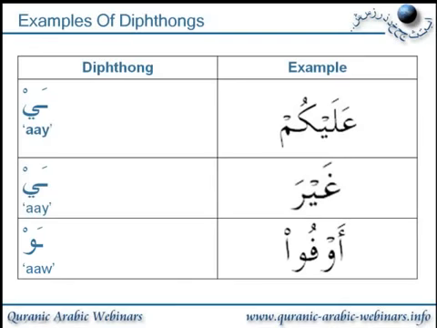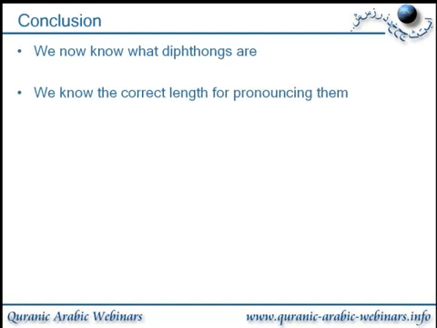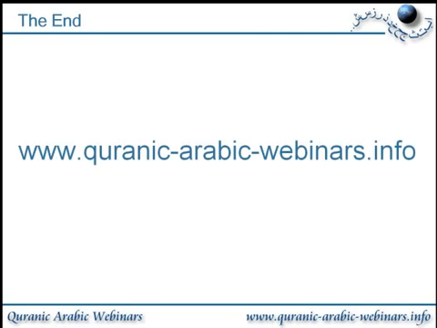So that was just a few simple examples of some diphthongs. Again, remember, in the Majidi and the Uthmani script, the sukoon will always be shown on the diphthongs. So both of the yas in the two examples, alaykum and ghayra, have sukoons, and the waw in the last one, aw, is also a diphthong. It will have a sukoon. So in conclusion, we know what diphthongs are. We know the correct length for pronouncing them, i.e. two long. And that's the end of that short lesson.